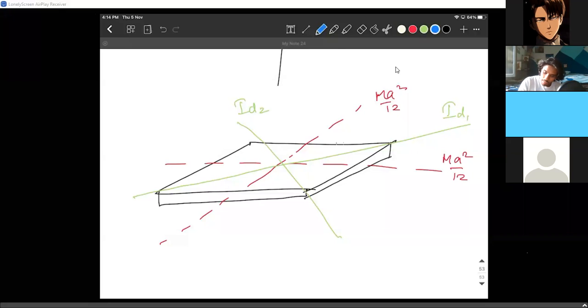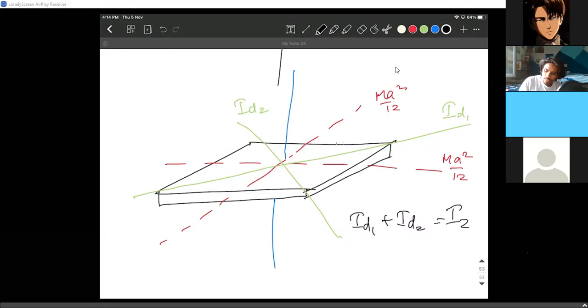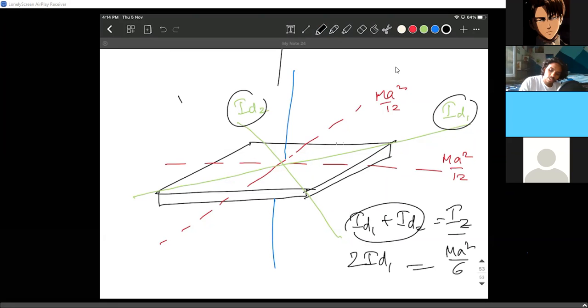So I can happily write ID1 plus ID2 is also equal to that Iz axis. We already know this value as ma square by 6, and these two are equal. So 2 ID1. So what are you getting the value as? ID1 and ID2 is also ma square by 12. Ma square by 12 and ma square by 12 only.